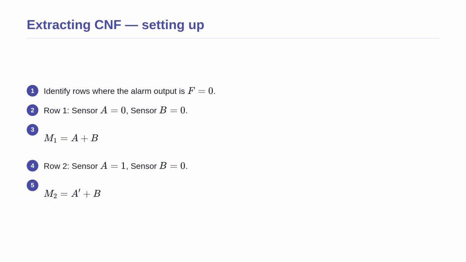Now let us shift to finding the conjunctive normal form for the exact same alarm system. This time, we are looking at the rows where the alarm does not ring, meaning the output is 0. The first case is when both sensor A and sensor B are 0. Since both are already 0, we do not need to invert anything to make an OR group that equals 0. Our first max term is simply A or B. The second case is when A is 1 and B is 0. To make this group equal 0, we must invert A. So our second max term becomes A prime or B. We have successfully identified our false conditions.